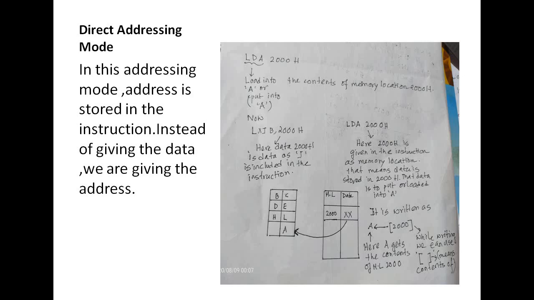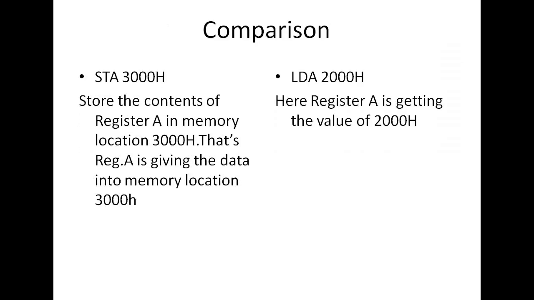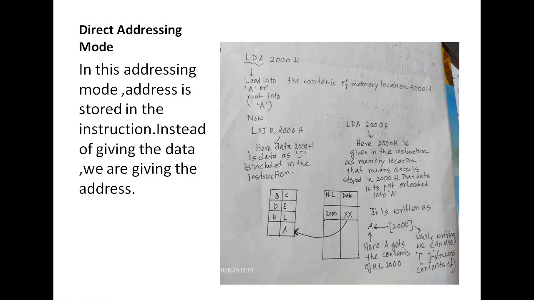Now here in direct addressing mode, where will the data be given? The data will be given in the memory, and then you have to get the data from the memory. The data is given at an address, and that particular address will be given in the instruction. Instead of giving the data, you are giving the address. Now the first example I will show here is LDA 2000H. LDA 2000H. Now what does LDA mean? Does it contain I?